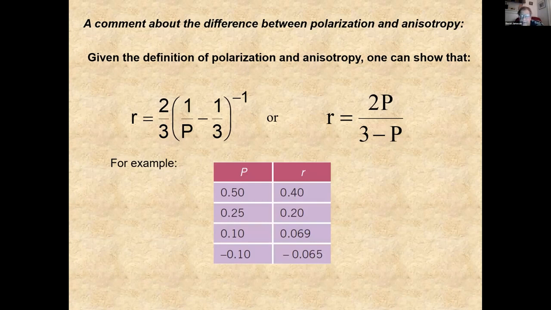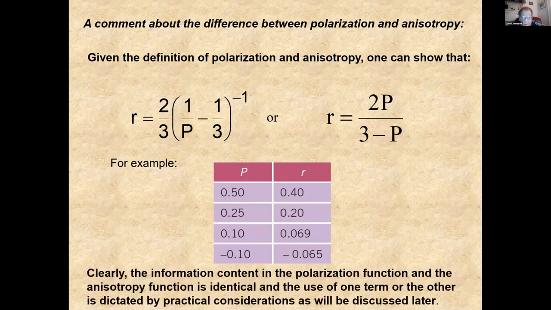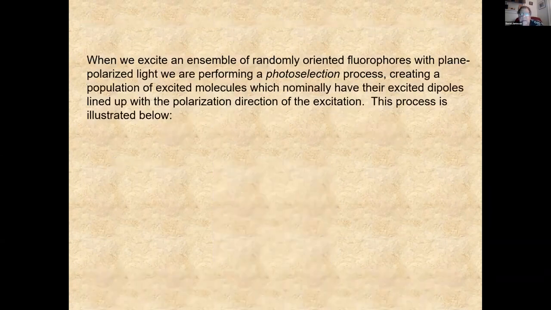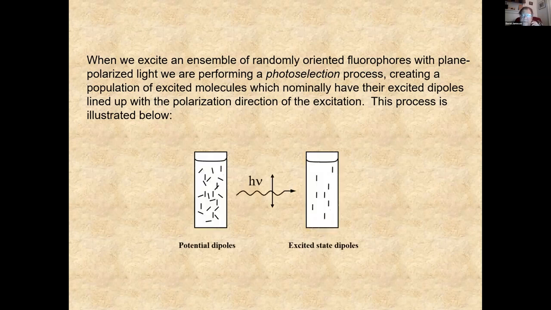0.25, anisotropy 0.2, etc. And when you do measurements in a cuvette in most modern instruments, they give you the polarization and the anisotropy. So clearly, the information content of these two functions is identical, but people use one or the other due to practical considerations we'll discuss later. So if you excite an ensemble of randomly oriented fluorophores with plane polarized light, what you're doing really is a photoselection, because the probability of a molecule to absorb the light is going to be related to the angle of the molecule relative to the exciting light.